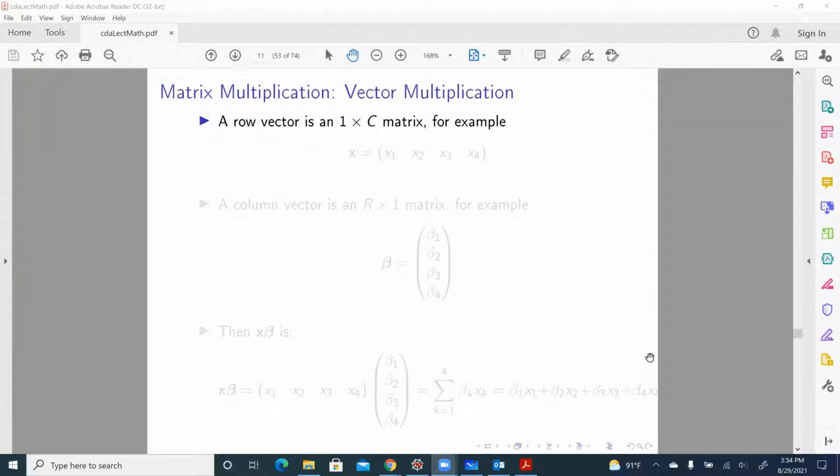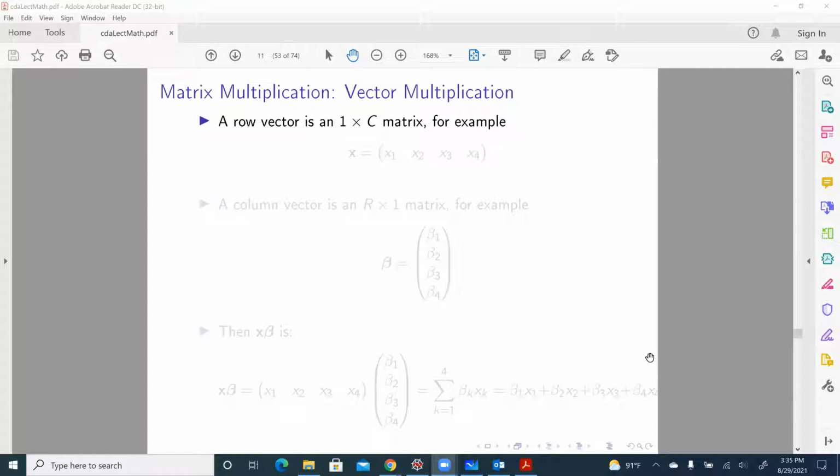Now let me talk about matrix multiplication. Matrix multiplication involves a bit more work. So let me first start with vector multiplication. So what is a vector? A vector is just a single row, a single column matrix.